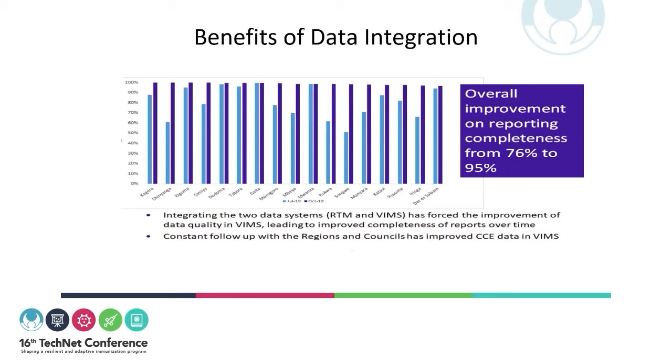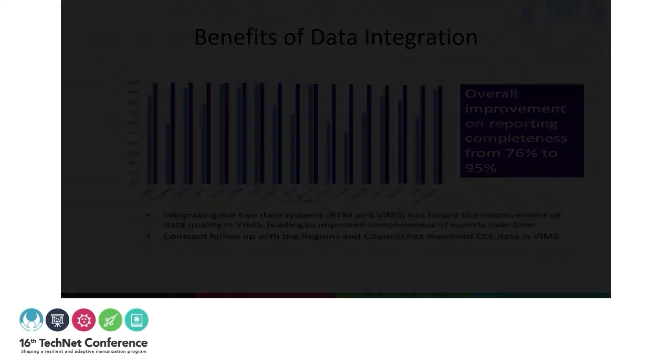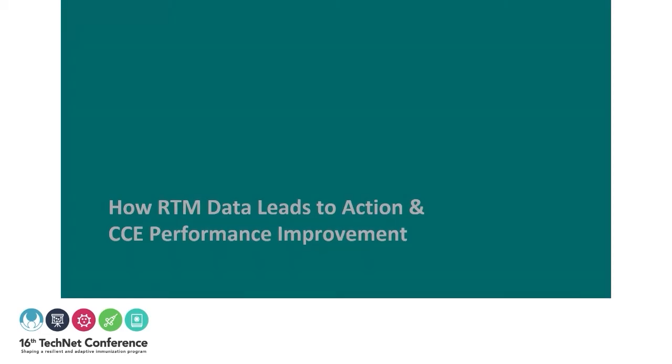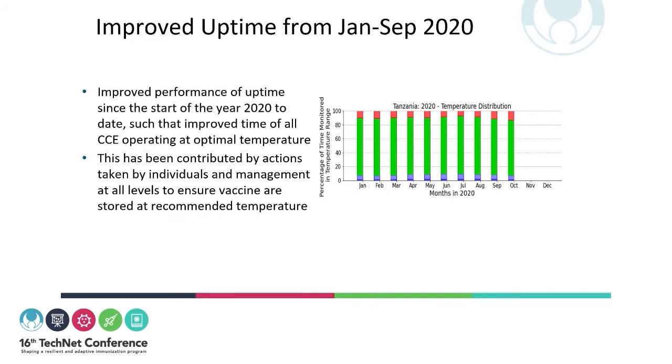So it has improved in terms of completeness because of the visibility that the district and regional immunization officers have on their cold chain equipment. Before that, it was difficult. What are the actions that have led to improvement in cold chain equipment performance?